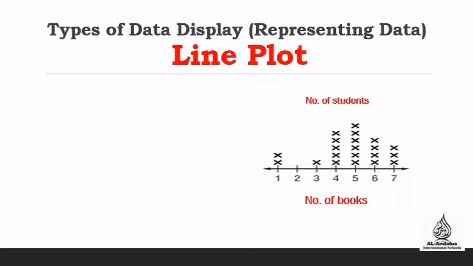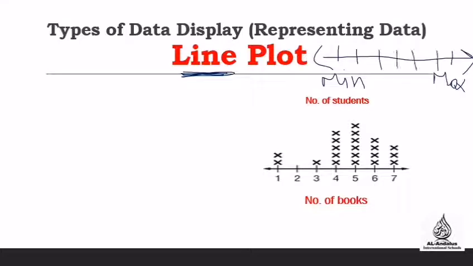Okay, so now we understood how we can represent a data set in a line plot. All you have to do is draw a line, put the minimum value of the data set at the start and the maximum value at the end of the line, then put the numbers in between them, and place each number by putting a cross. So this is how I can represent a data set in a line plot. But how can I understand a line plot?